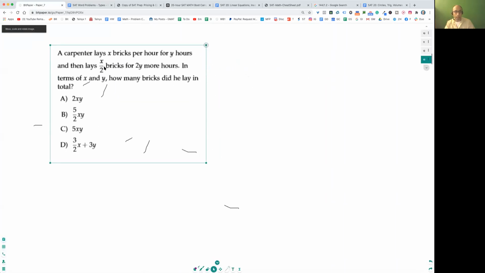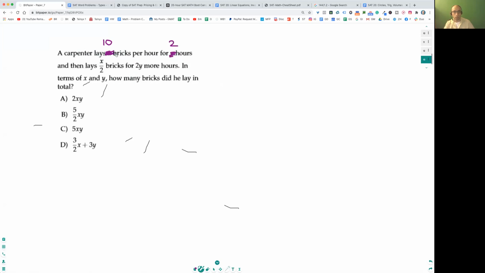Okay, so what's this problem talking about here? Let's think about this problem very carefully. I'm going to explain everything. A carpenter lays X bricks per hour for Y hours. Before that, let me take a simpler version: I'm going to cancel all of this and put that he lays 10 bricks for 2 hours.